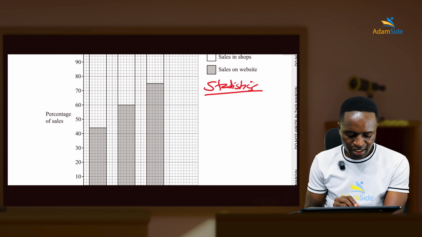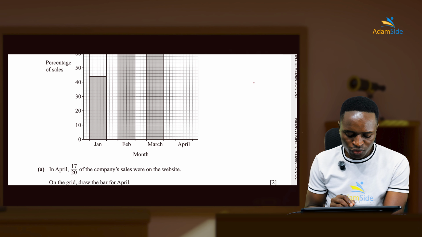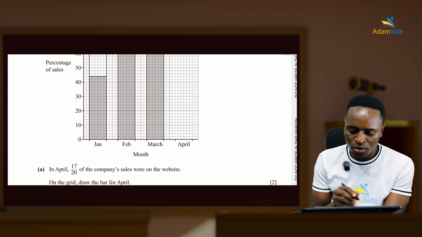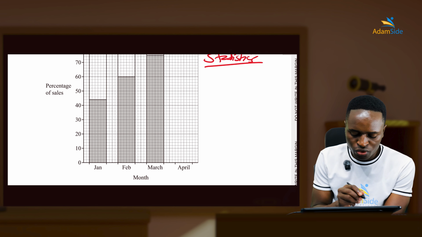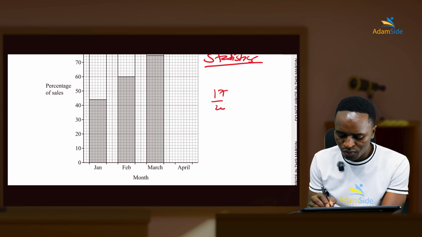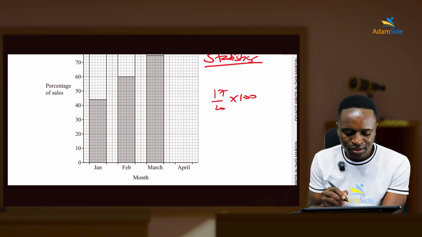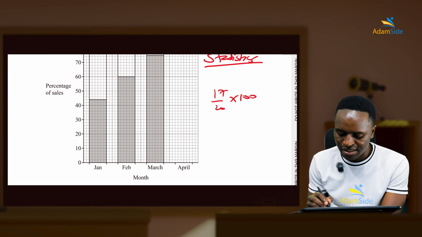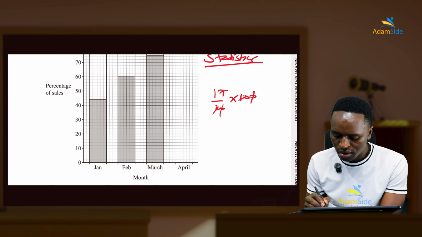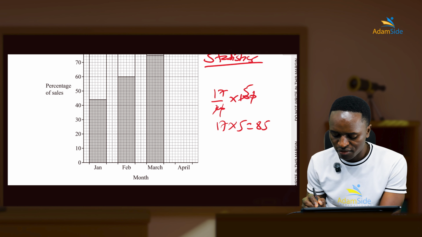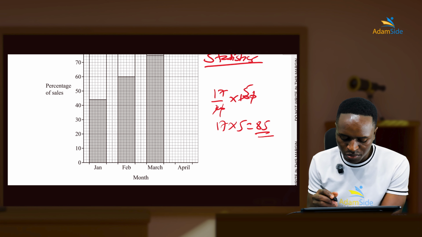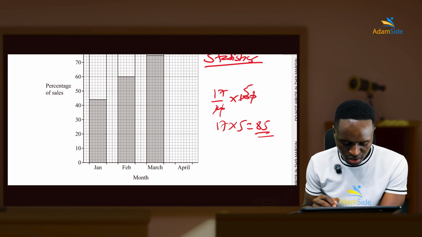In April, 17 out of 20 of the company sales were on the website. On the grid, draw the bar for April. So it's easy. You say 17 out of 20 times 100, because the total sales of the company is 100 for percentage. So 20 times 5 is 100, so 17 times 5. What's 17 times 5? It's 85.